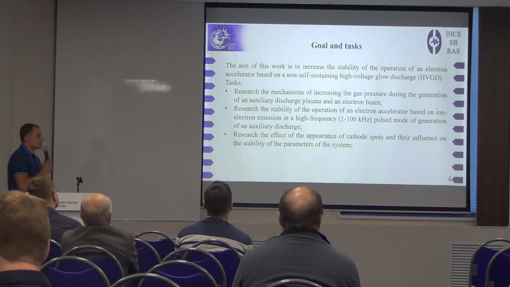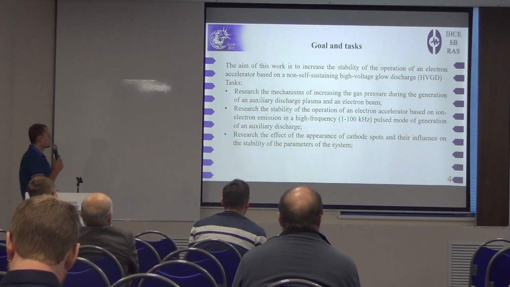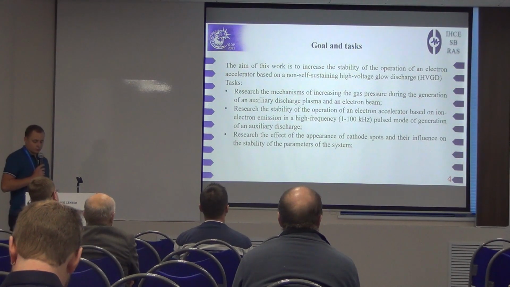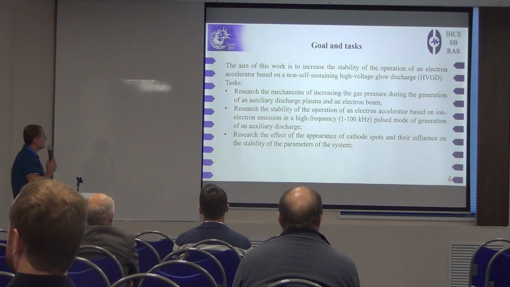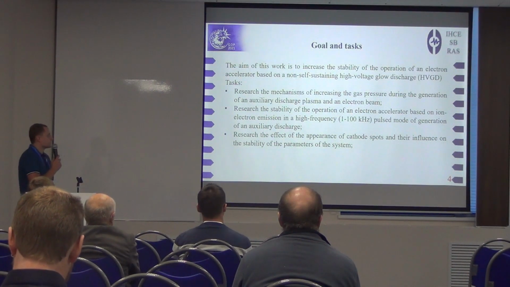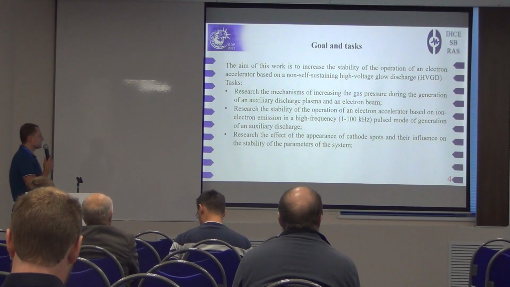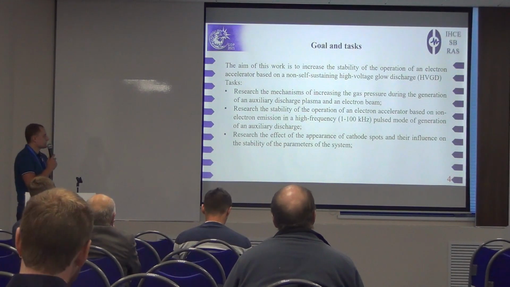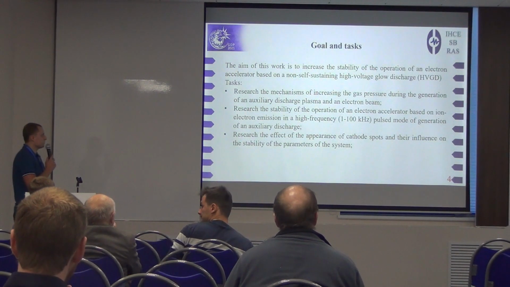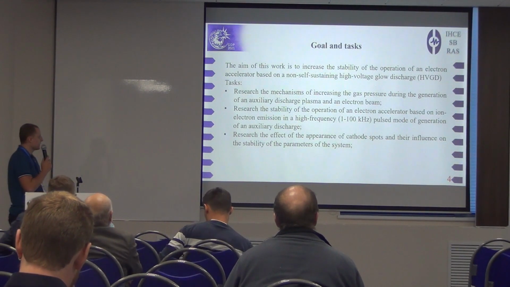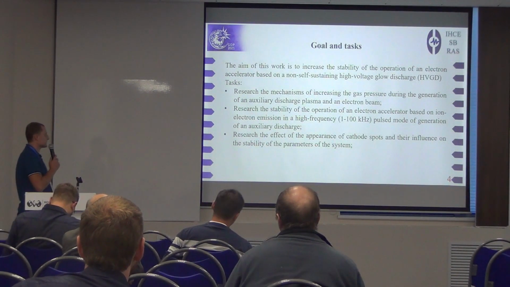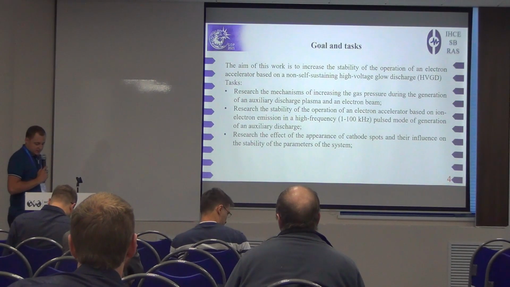The aim of this work is to increase the stability of the operation of an electron accelerator based on a non-self-sustaining glow discharge. To reach this goal, I set some tasks. Research the mechanism of increasing the gas pressure during the generation of auxiliary discharge plasma and an electron beam. Research the stability of the operation of the electron accelerator in a high-frequency pulse mode of generation of the auxiliary discharge, and research the effect of the appearance of cathode spots and their influence on the stability of the parameters of the system.